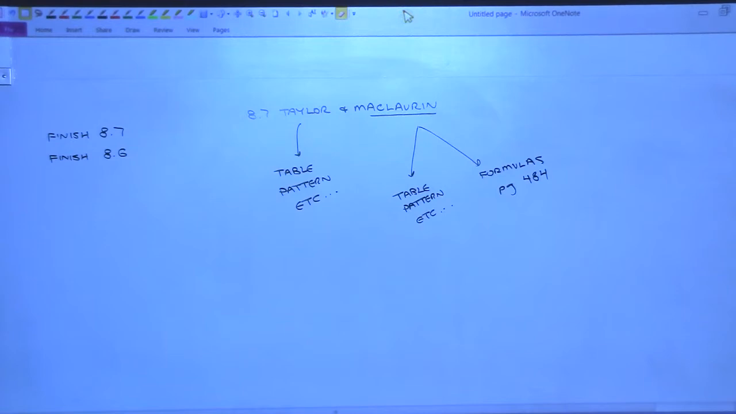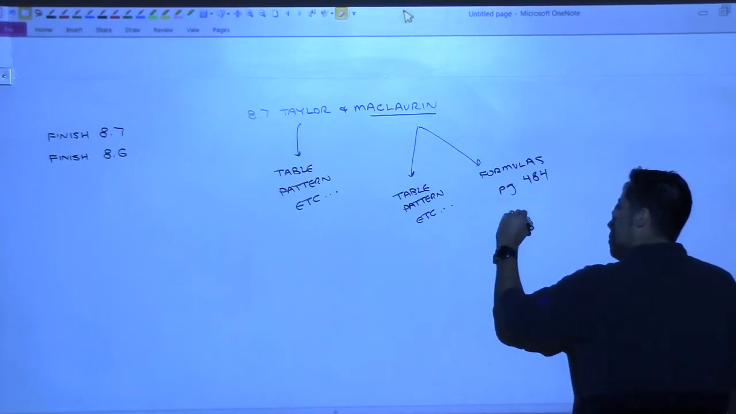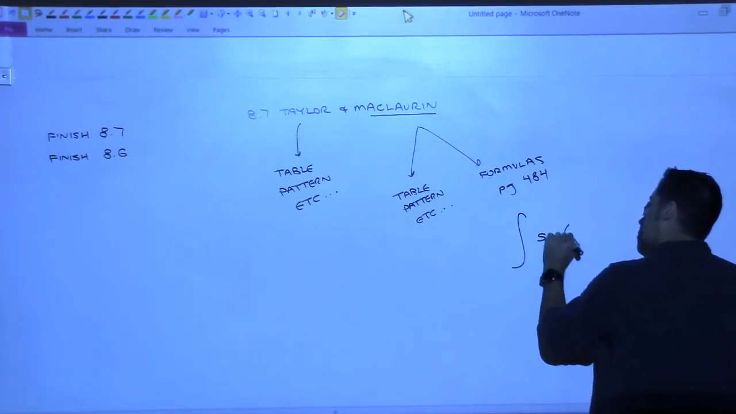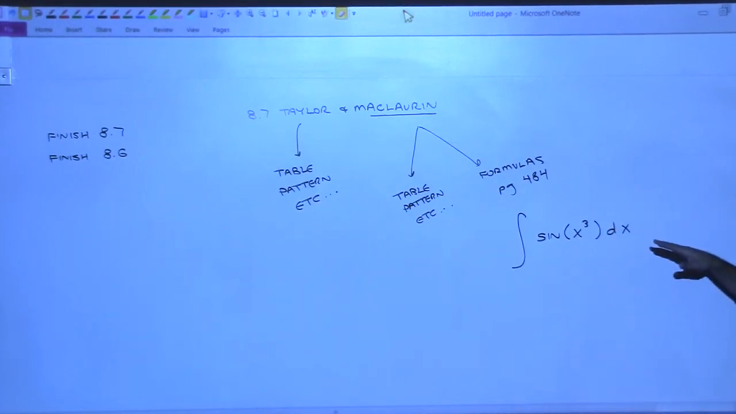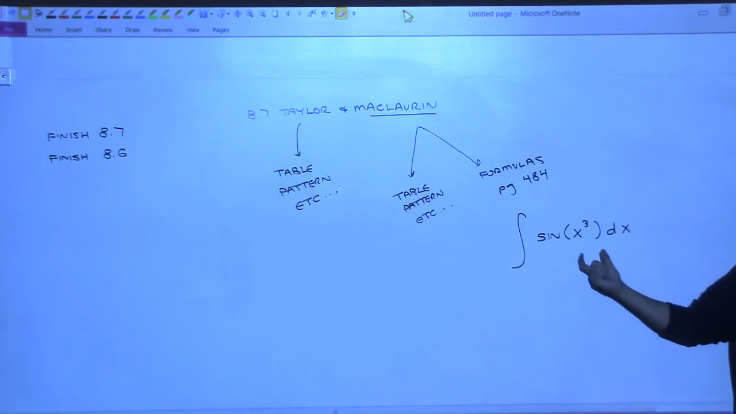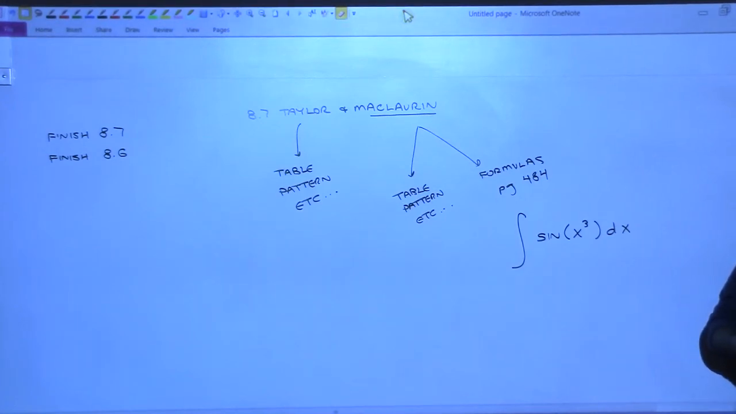let me do one. Find the antiderivative of sine of x cubed. If I ask you to find the antiderivative of this, you can't do it using any sort of technique of integration. So what you're going to have to do is get the Maclaurin series for this and then integrate the Maclaurin series, just like we did with e to the negative x squared. So let's do this problem.